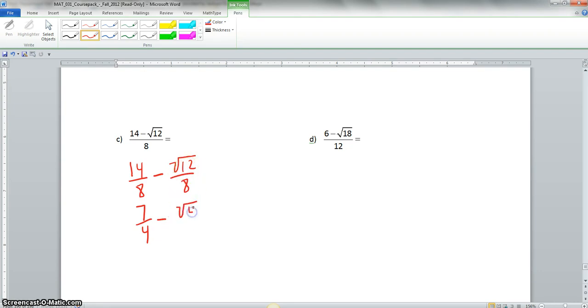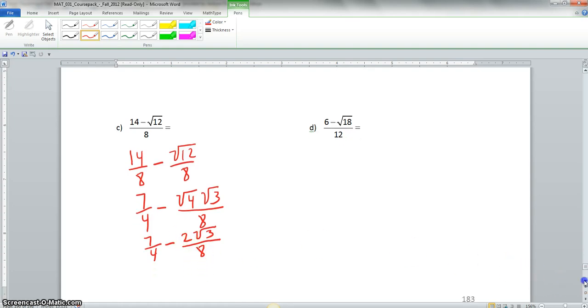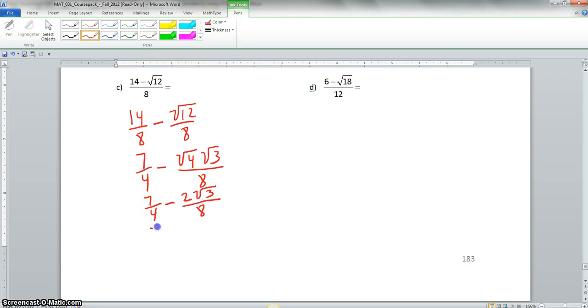So we will break that up to the square root of 4 times the square root of 3 all over 8. Now, we know that the square root of 4 is 2. Square root 3 all over 8. Now, 2 and 8 have 2 in common. So what we will have here is 7/4 minus, we'll divide both of these by 2, and we will have square root of 3 all over 4.